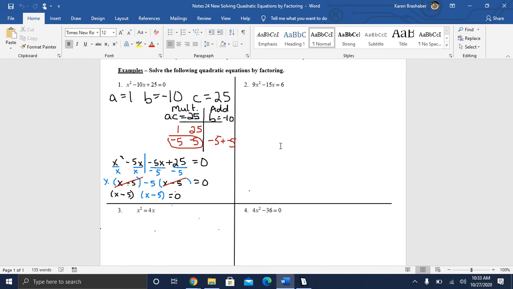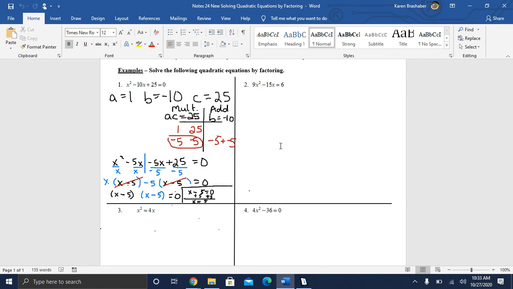Well, in this particular problem, both factors are x minus 5. So we can set, and I'm going to do that work right in here. So I can set x minus 5 equal to 0, add 5 to both sides of the equal sign, and I end up with x equals 5 as my answer.